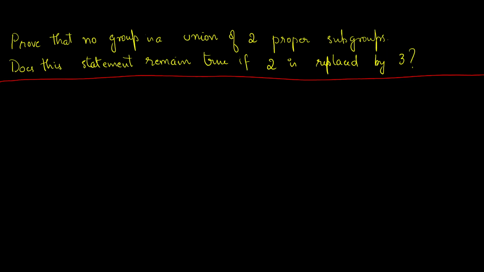Hello guys, we will prove that no group is a union of two proper subgroups. So what is the statement saying? It is saying that given any group G, it will not be a union of two proper subgroups of G. I will prove it by contradiction.